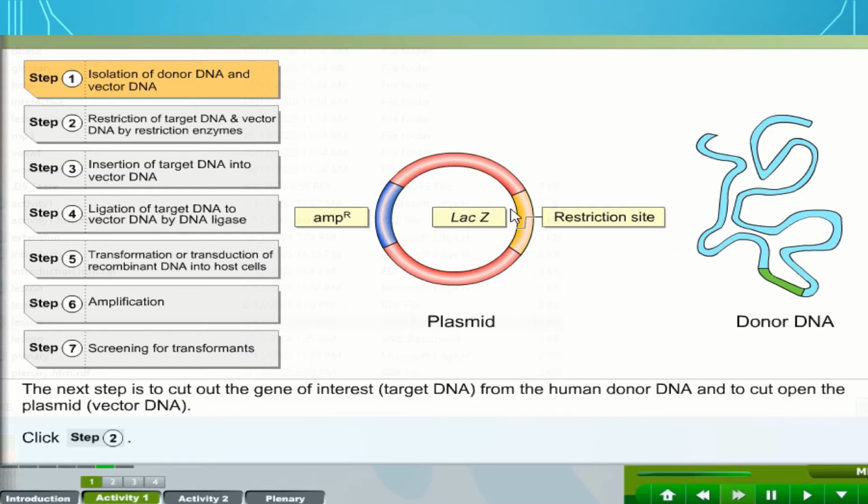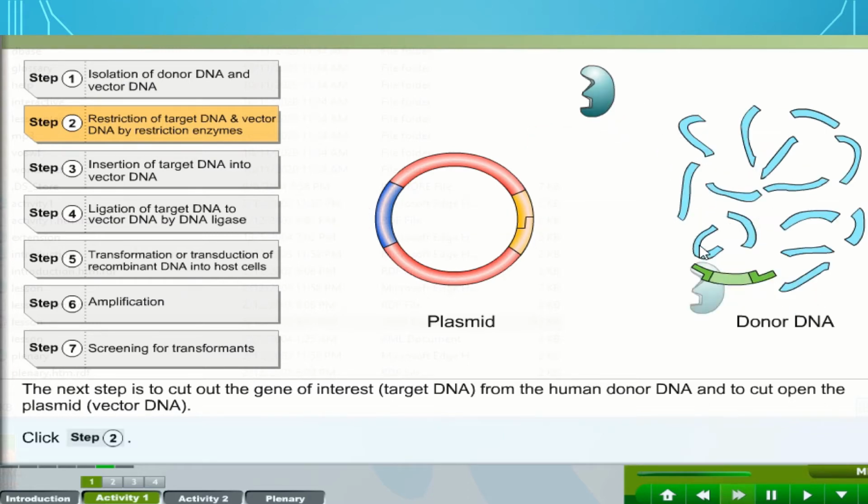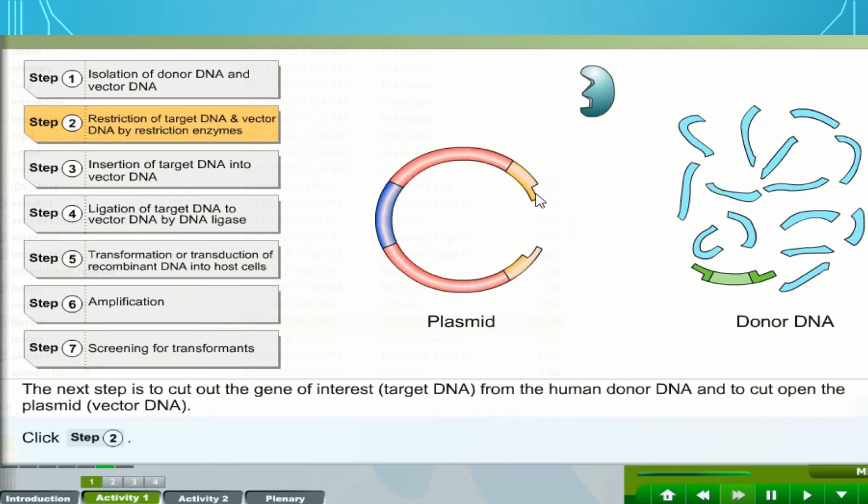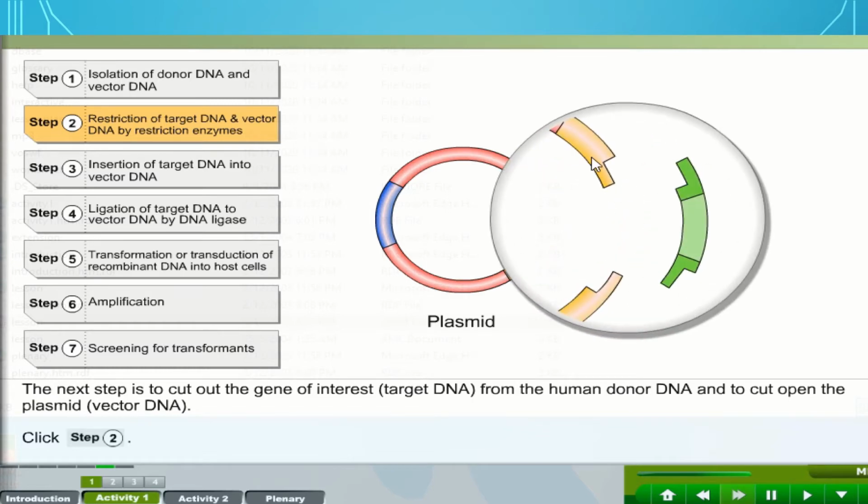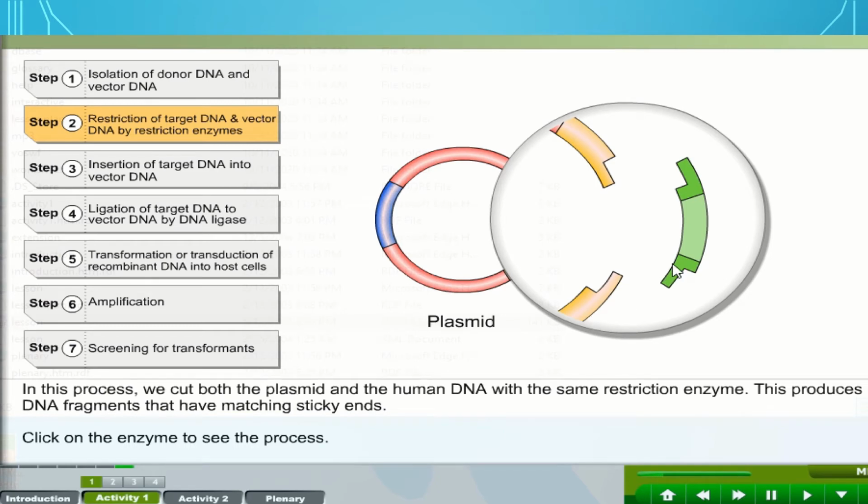Okay, so the next step is to cut the gene of interest, the target DNA, that means the donor DNA, and also to cut the plasmid. So we use the same restriction enzyme to cut the donor DNA and also cut the plasmid at the same restriction site. Now you see there is a sticky end. Remember, in this process we cut both the plasmid and the human DNA with the same restriction enzyme. This produces DNA fragments that have matching sticky ends. So the donor's sticky end can match with the sticky end of the plasmid.